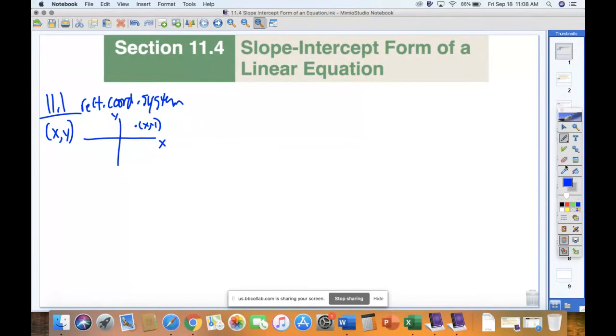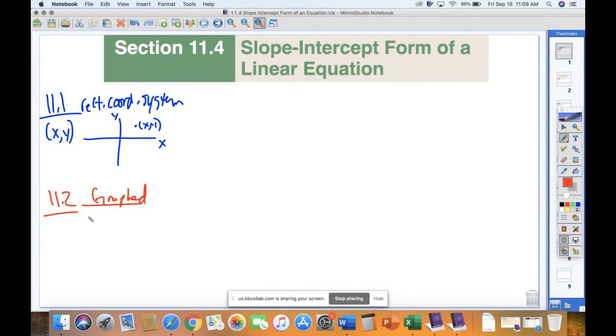And the idea through this chapter is going to be, can I plot a couple of points and connect the dots to graph a line? That's the big picture of this chapter. Can we graph a line? So it starts out with plotting a point. Then in 11.2, which we did in class, we went ahead and graphed linear equations.